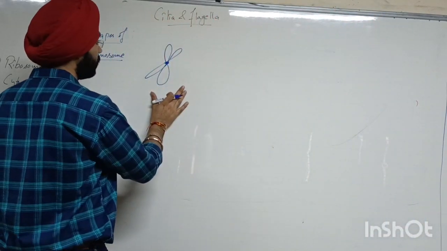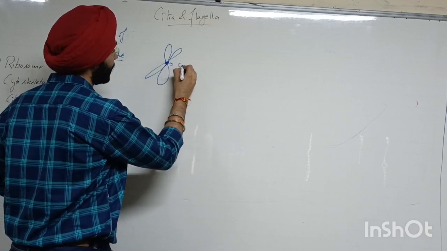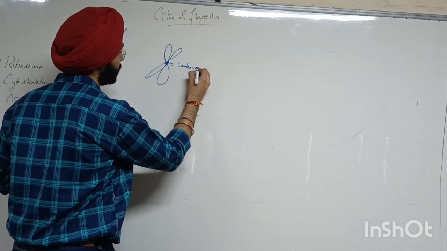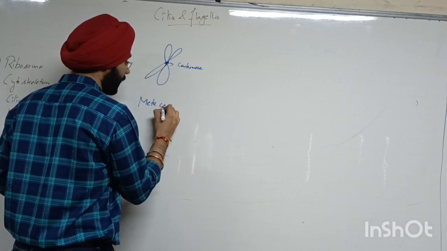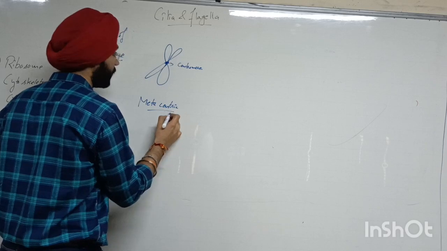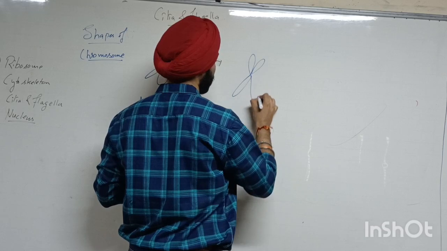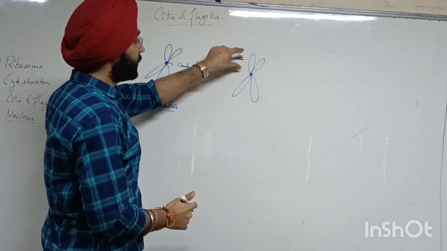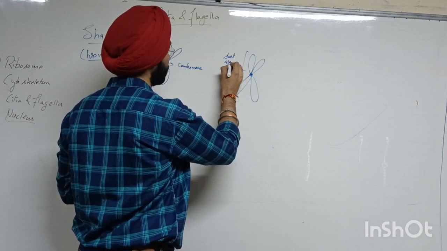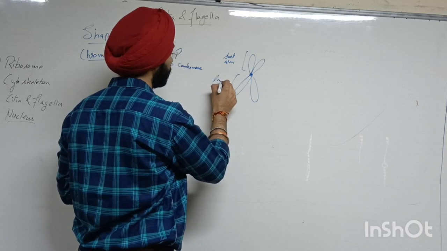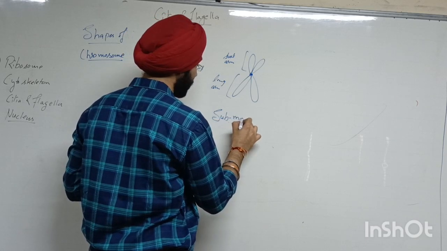This is the basic chromosome everybody has seen every time in NCERT, and this is the centromere. This chromosomal structure is metacentric. Again, the next chromosomal structure, as you can see, has shorter arms, and this is the long arm. This is known as submetacentric.